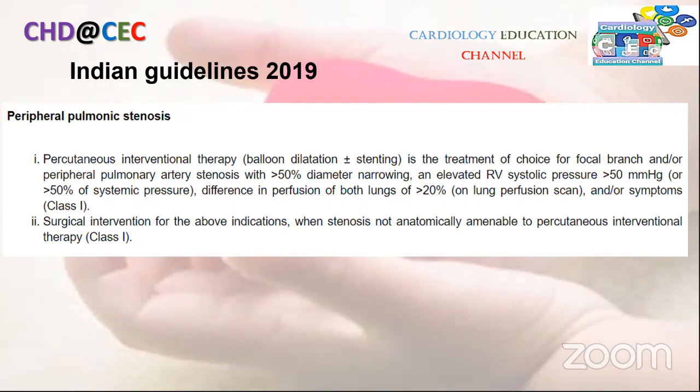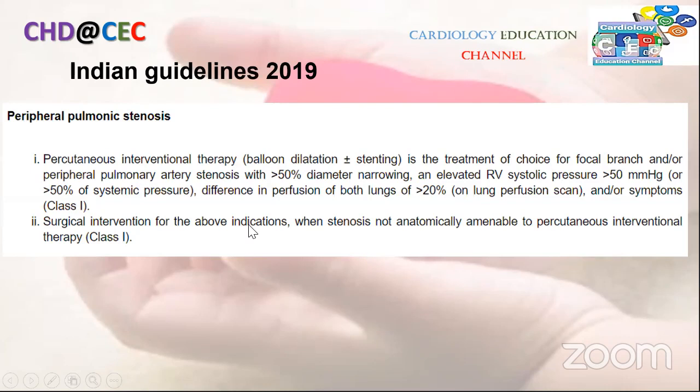Although regarding the elevated RV systolic pressure, sometimes when you have an origin LPA stenosis, the RPA, because the right lung has a good volume, sometimes accommodates the cardiac output well without a rise of the pressure. So you can go back to the indication number 1, which is more than 50% narrowing of the diameter, or if you have a difference in perfusion of both lungs, more than 20% on lung perfusion scan, and or symptoms, this is a class 1 indication for percutaneous intervention.